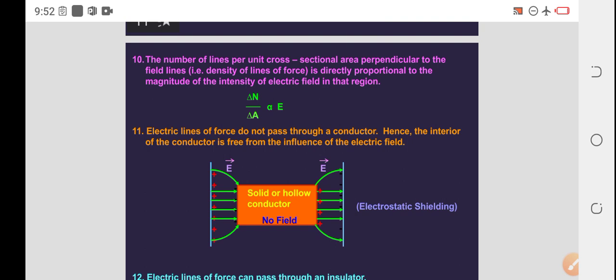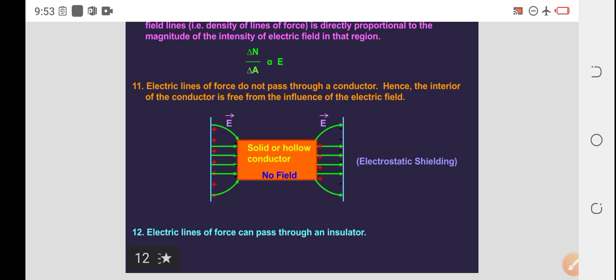Coming to the 10th one, the number of lines per unit cross-sectional area perpendicular to the field lines. That's why E is proportional to delta n by delta A, where delta n is the number of lines and delta A is the cross-sectional area.